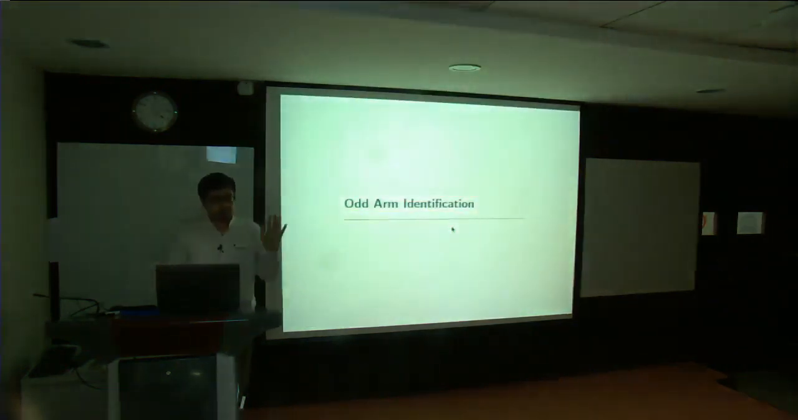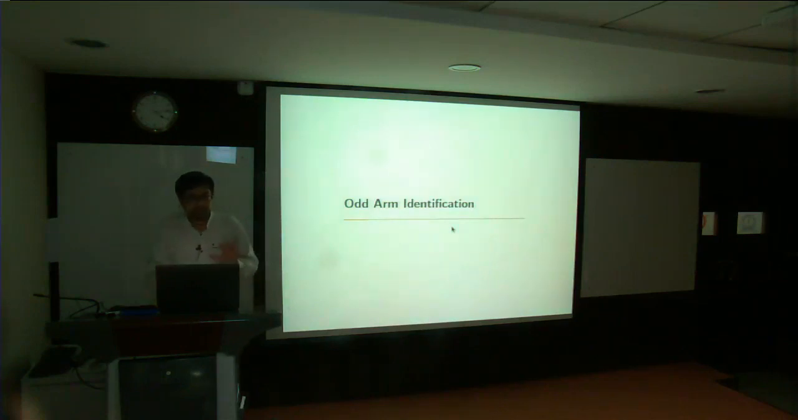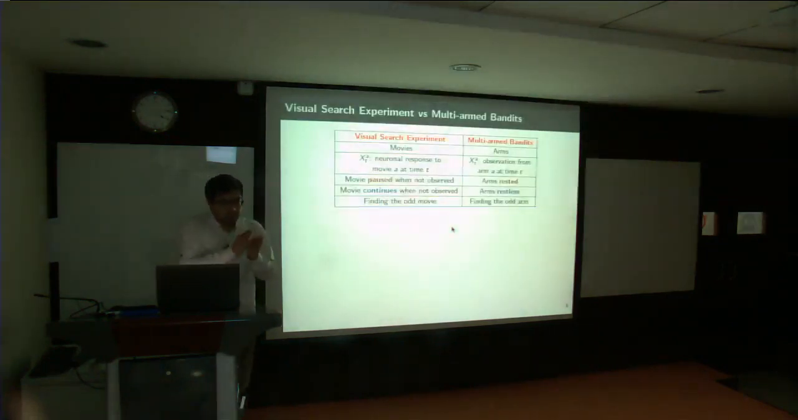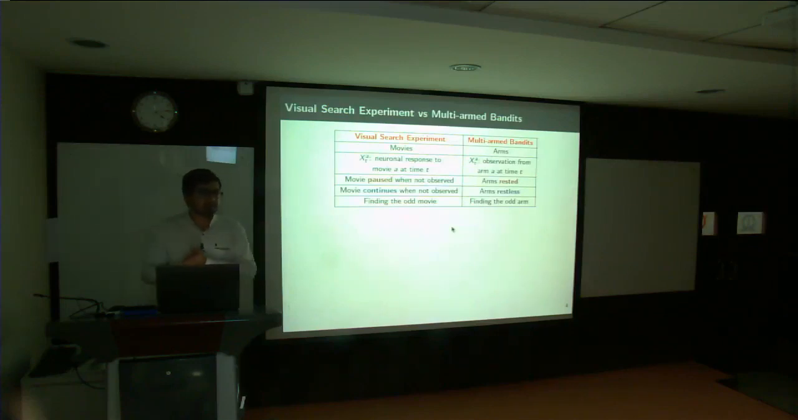Okay, so this problem which I showed you, that of detecting the odd movie, can be looked at as a problem of odd arm identification, which I'm about to explain now. There is a certain correspondence between this experiment and the topic called multi-arm bandits in machine learning. The movies that I showed you correspond to the arms of a multi-arm bandit. Think of these as the levers of a slot machine. You can pull various levers at various time instants. Pulling a lever corresponds to selecting a movie location to observe.